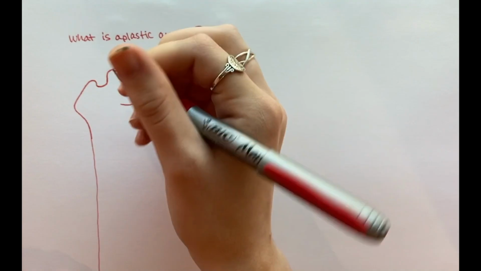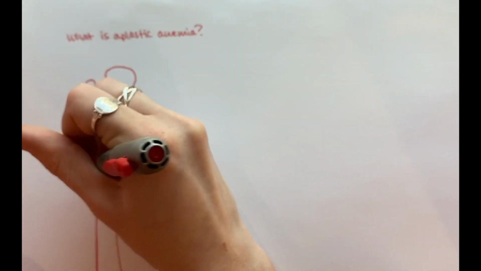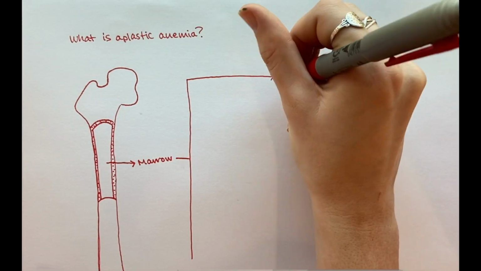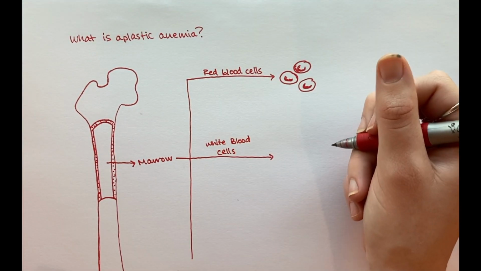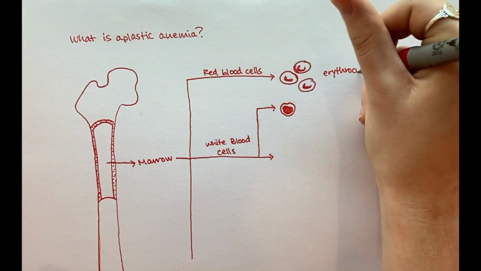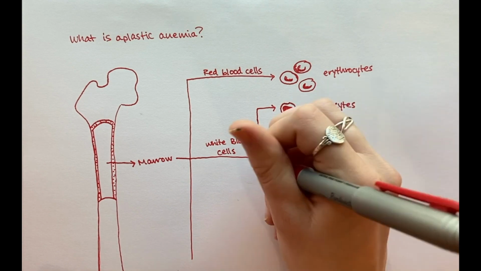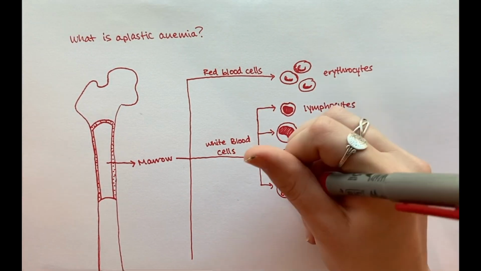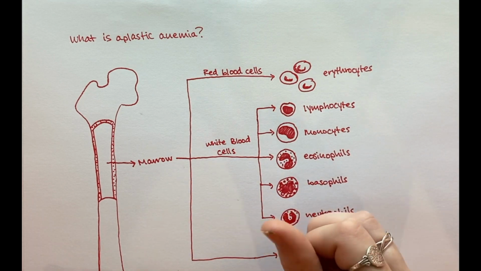Aplastic anemia is a disease that's characterized by damage to the red bone marrow that results in a lack of production of all three types of blood cells: red blood cells or erythrocytes, white blood cells or leukocytes, and platelets. Damage to the bone marrow is critical to this disease because it's the primary site for hematopoiesis, or the differentiation of hemopoietic stem cells into the mature form of each cell type.